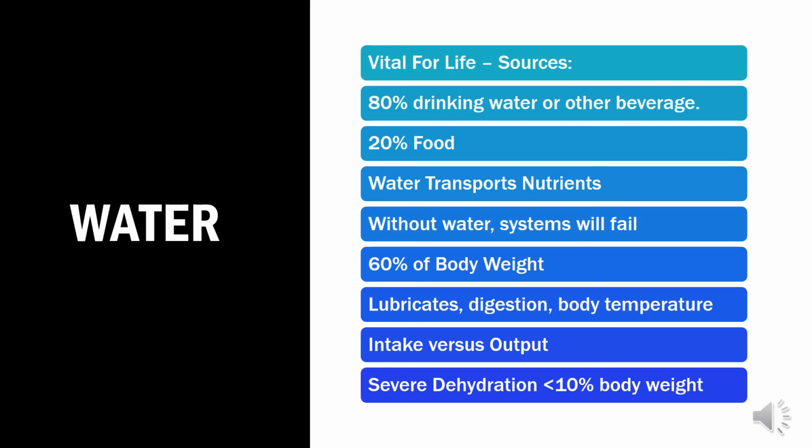20% of our water intake we get from the foods that we eat. So think about especially some of your fresh vegetables like lettuces, tomatoes, cucumbers, those all have some water content to them. We have to have water. Our systems won't continue to work without it. 60% of our body weight comes from water. So it's really important. It helps lubricate, it helps digest, it helps regulate our body temperature.